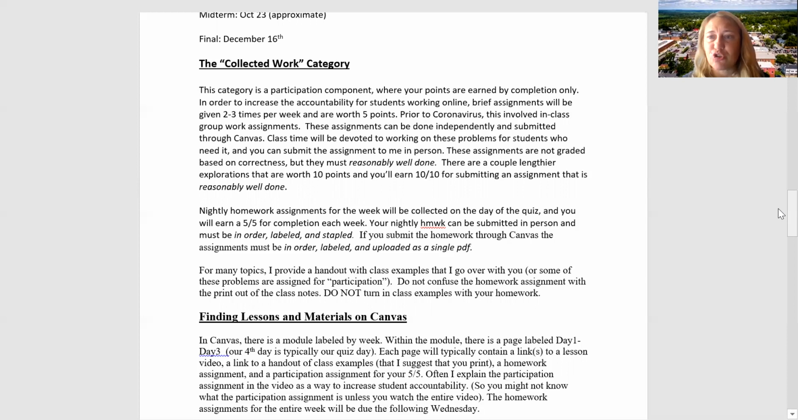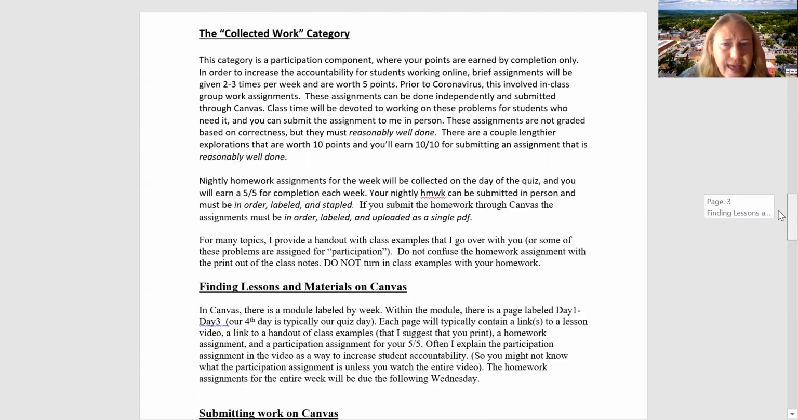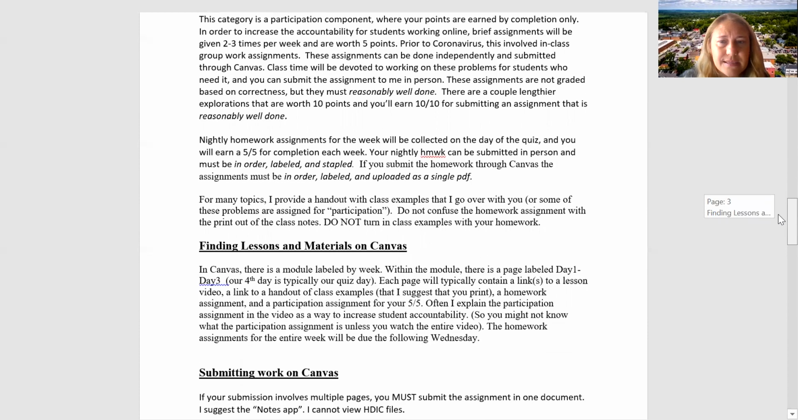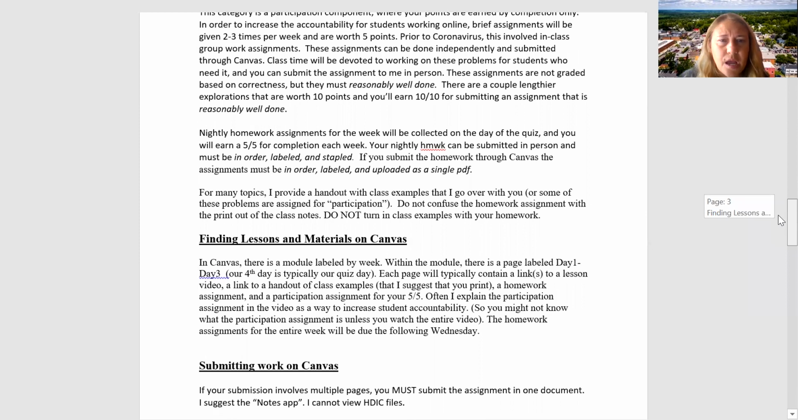Right? So you can't just draw a picture of a bunny on your paper and say, well, I completed this. So if I do reject it for quality, if I think it just didn't show any effort whatsoever, then I will send it back to you and deny you the 5 out of 5 unless you can fix it up. So that, I think, summarizes pretty well.